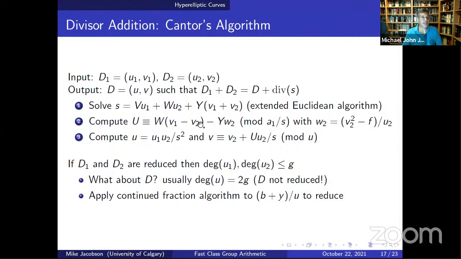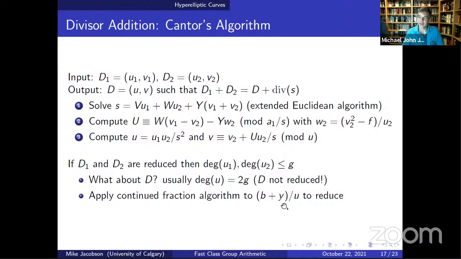But when we add them together using Cantor's algorithm, the result is a non-reduced divisor, because my U coefficient is now going to have degree twice G. So I have to do the same thing again as in the number field case. I do this algorithm to add my divisors, and then I have to do some type of reduction, which also turns out to be related to a continued fraction expansion of a quadratic irrationality.